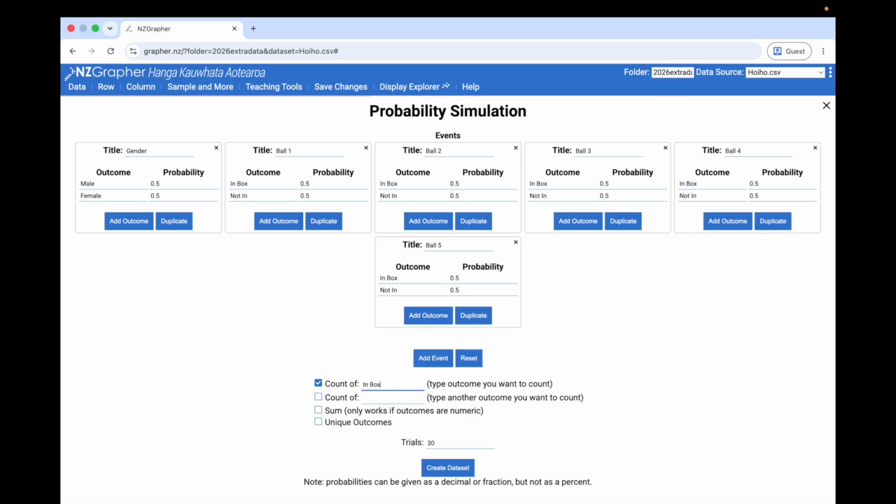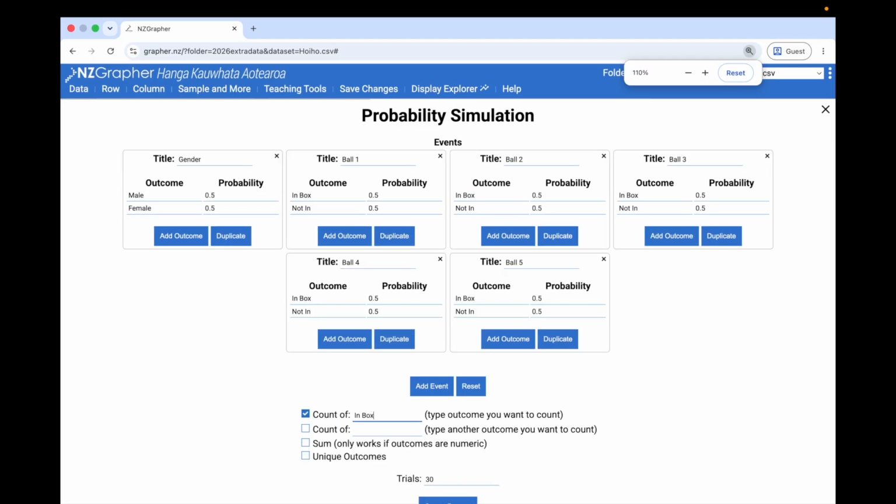Yeah, I'm going to slow down. So I'm going to zoom that in slightly more so you can see it. I've come into data and gone into probability simulation, and what we've got here is the first one. I want to know whether or not the person is a boy or a girl, male or female.